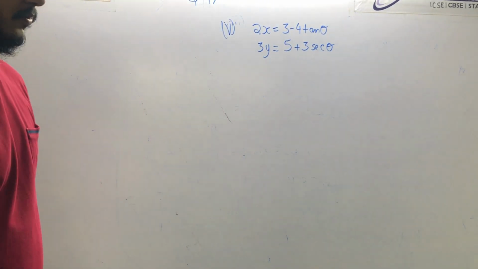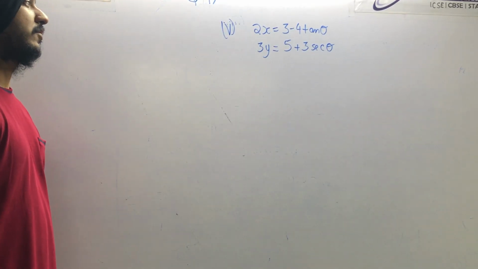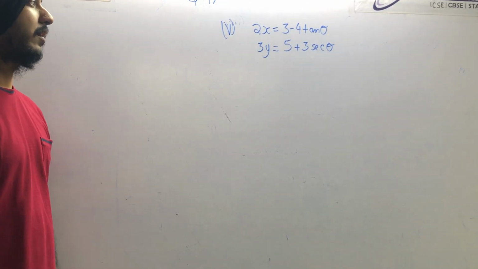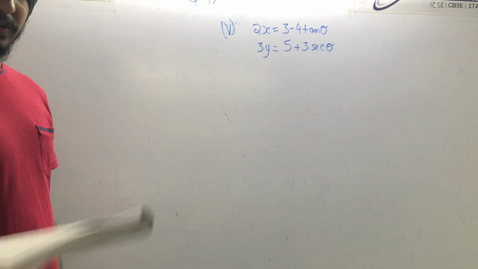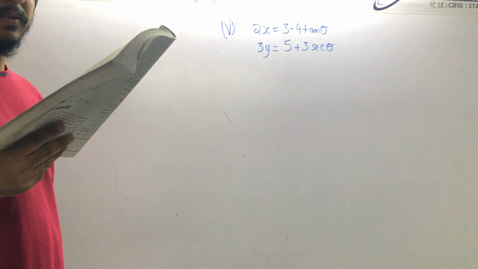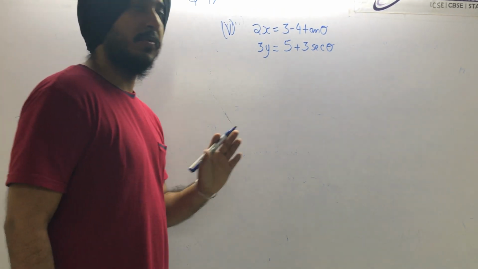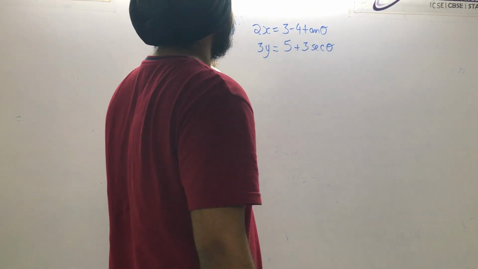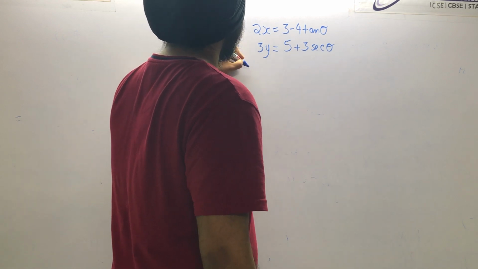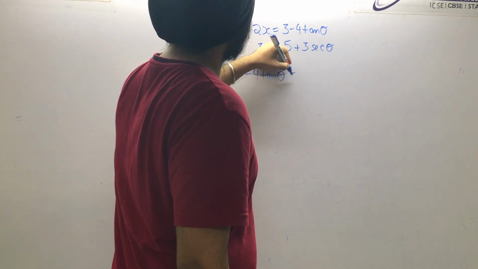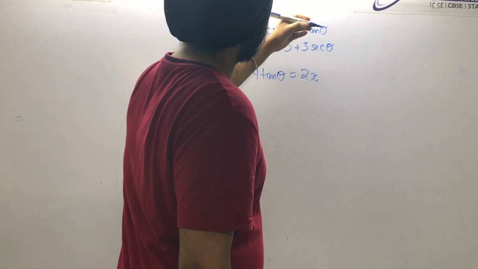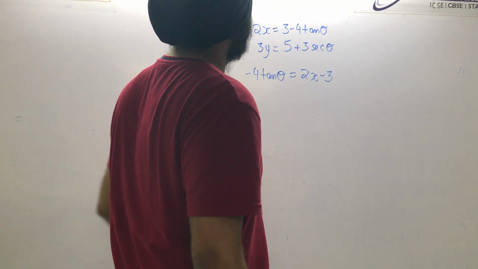Okay, so this is this part. Now again you see sec theta and tan theta, and you know sec square theta minus tan square theta is always 1. You know that. Just separate sec and tan theta. So from this equation, minus 4 tan theta is equal to 2x minus 3.